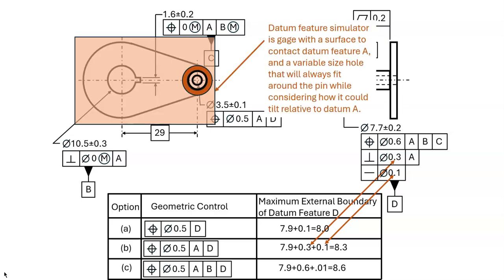We see the datum feature simulator in brown. It has a surface to contact datum feature A. Perpendicular to that surface, it has a ring that surrounds datum feature D. That ring must be able to be as large as the 7.9 largest size, plus the straightness tolerance of 0.1, plus the perpendicularity tolerance of 0.3, for a total of 8.3.